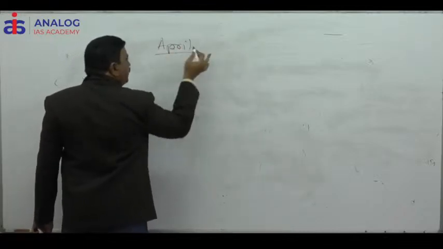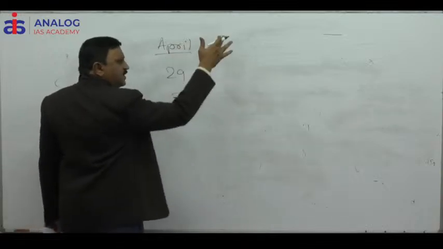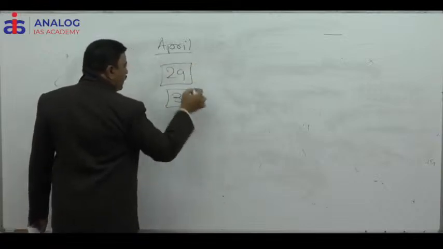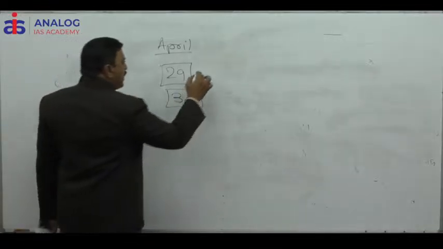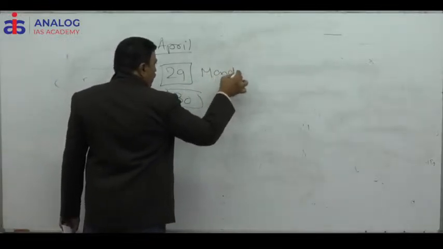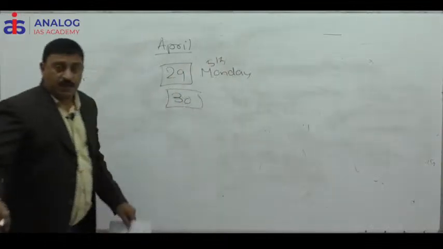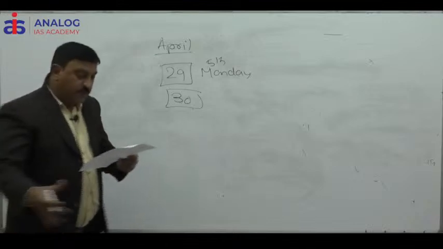The 5th Monday comes only on the 29th or 30th, because 28 days are over, 4 weeks are over, so the chance is only for the 29th and 30th. Either this day can be Monday or this can be Monday. If I am taking this as Monday, this is the 5th Monday, definitely the second child should be born on which Thursday? The 5th Thursday of November.